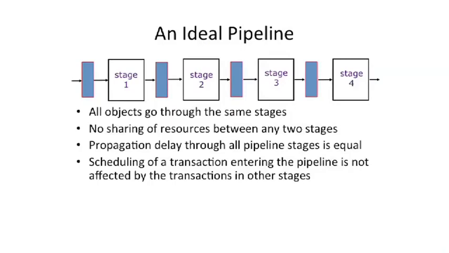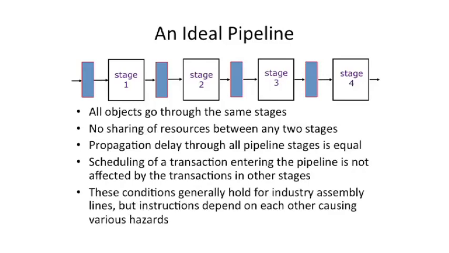And then finally, the scheduling of an operation or a transaction or an object going down the pipeline should not be affected by what's currently in the pipeline. These conditions actually hold true for most assembly lines in plants where people build cars or something like that. There's no dependence between the different parts. A car comes into it, and all cars are separate from each other. It's not really a problem.